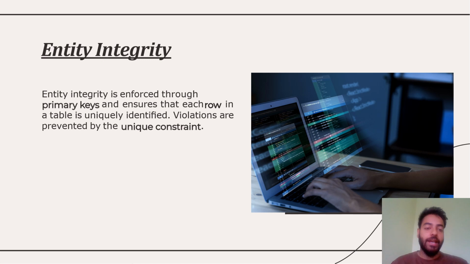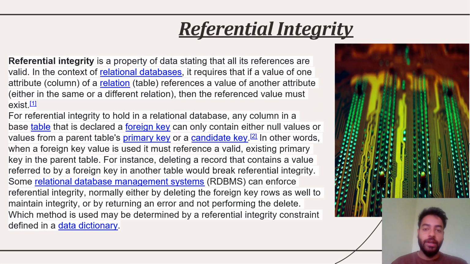Entity integrity. Entity integrity is enforced through primary keys and ensures that each row in a table is uniquely identified. Violations are prevented by the unique constraints. Referential integrity. Referential integrity is a property of data stating that all its references are valid.